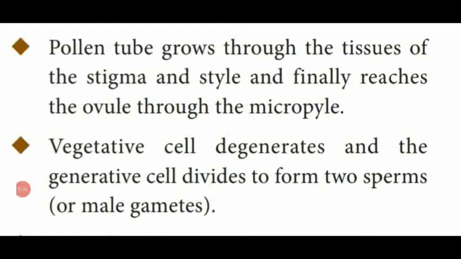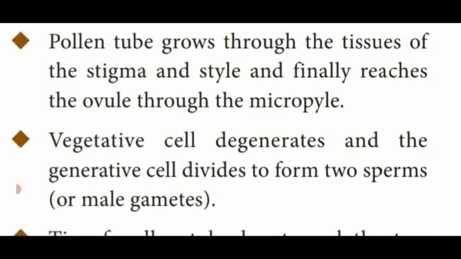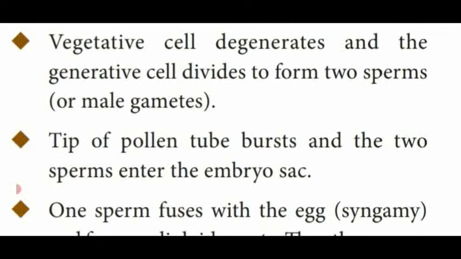Next, the pollen tube grows through the tissue of the stigma and style and finally reaches the ovule through the micropyle. I showed that. Once the pollen tubes are produced, they pass through the stylar canal and reach the micropylar region of the ovule. Then the vegetative cell degenerates, means disintegrates. Once the pollen tube is formed, the vegetative cell is destroyed. At that time, the other cell, what is that? The generative cell. This generative cell divides and produces two male gametes or two sperms.